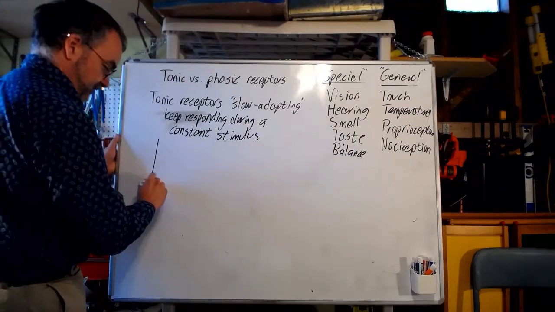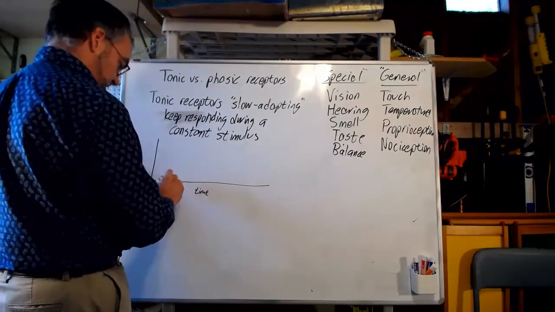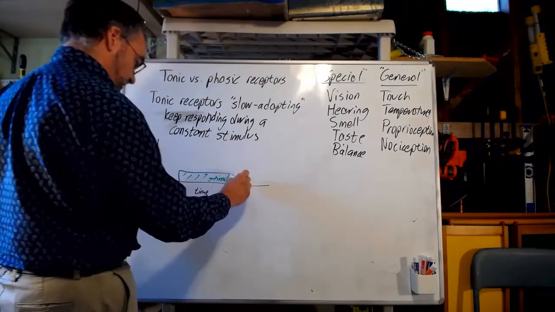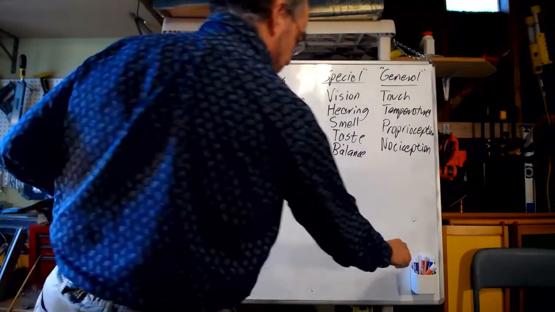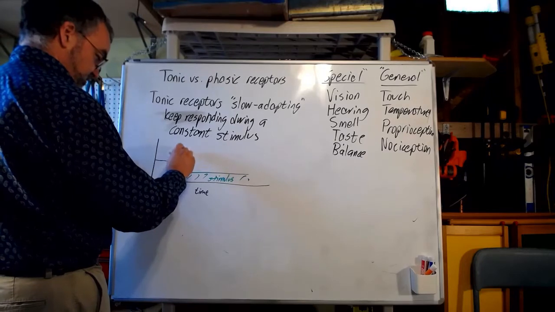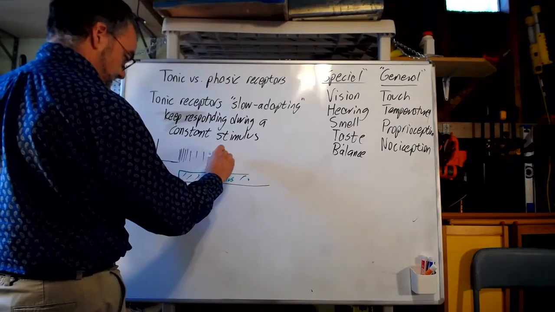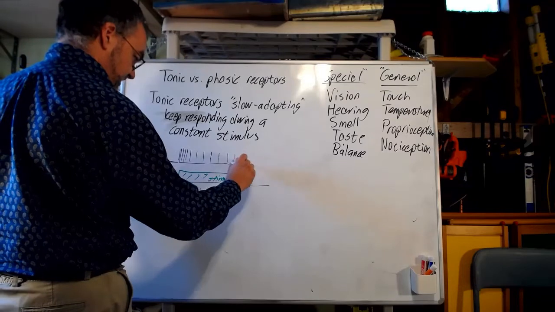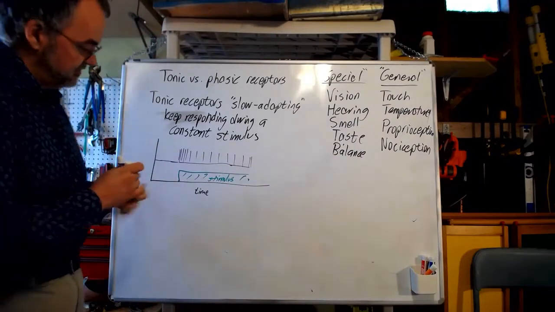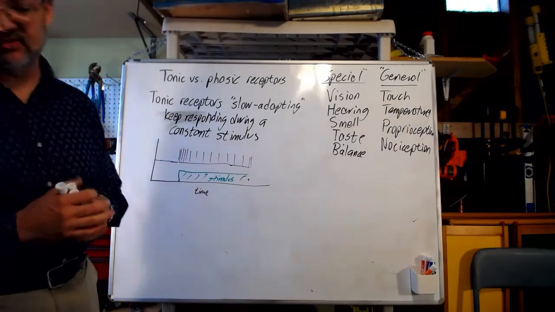So if we were to make a little graph here, this is time, and here is where the stimulus is present, starting at this point in time and continuing. A tonic receptor, if here's the response for my tonic receptor, will start sending action potentials. Each of these spikes is one action potential. And it may slow down some, but it will keep responding during that stimulus. Often you get another burst right when the stimulus ends. So this tonic receptor responds strongly when the stimulus starts and then continues to respond during this whole time.